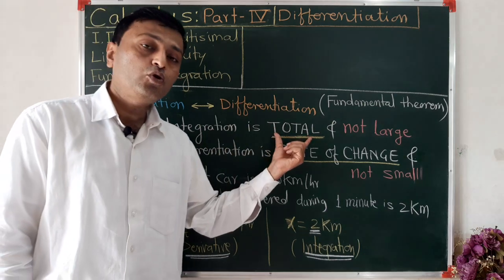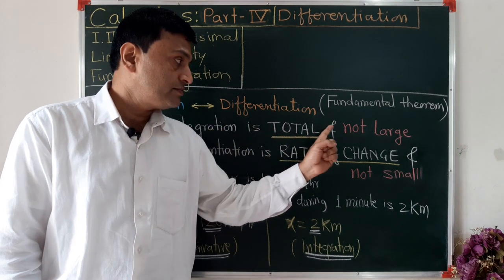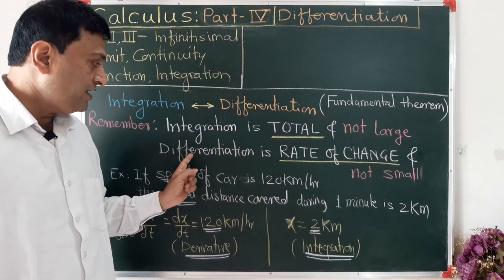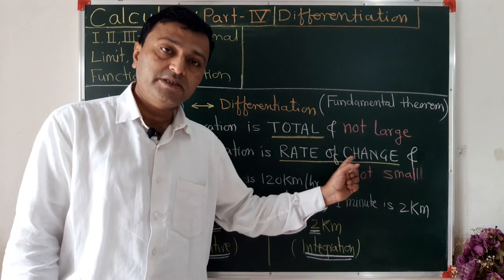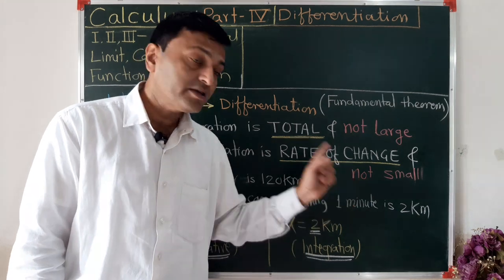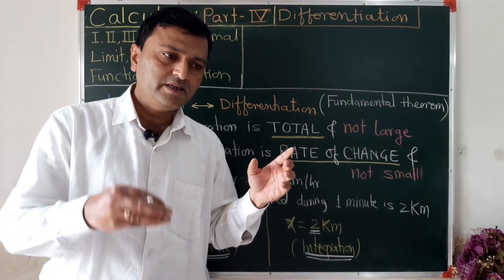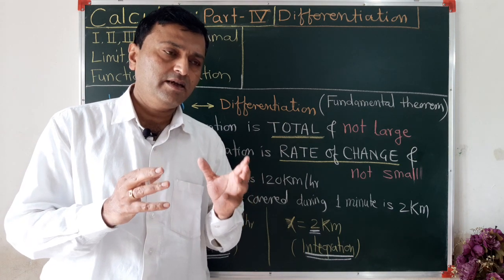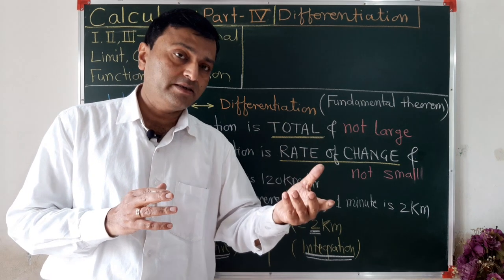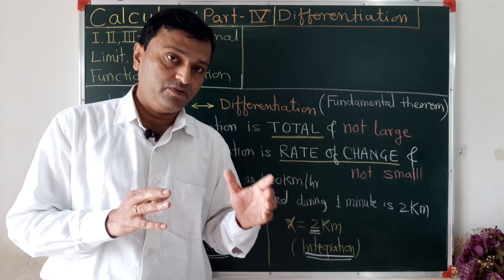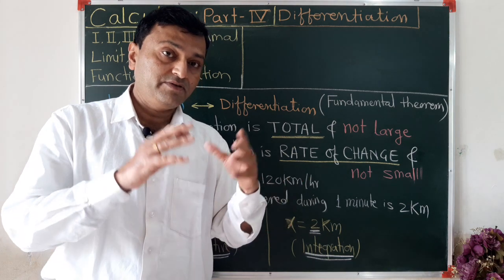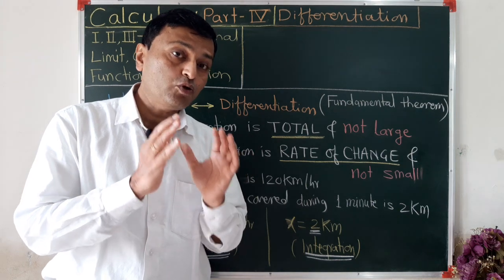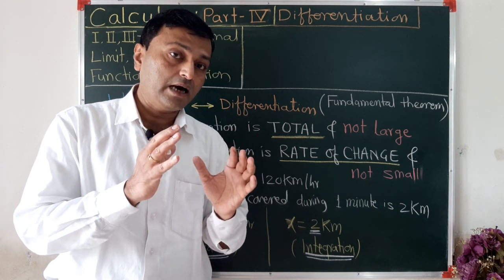Integration is total, not large, and differentiation is rate of change and not small, because this is generally a misconception. Generally some students take it that if it is very small, then it is a derivative or differentiation. No. If it is very large, integration. No. It is summation, it is integration, but it is total, it is not large.